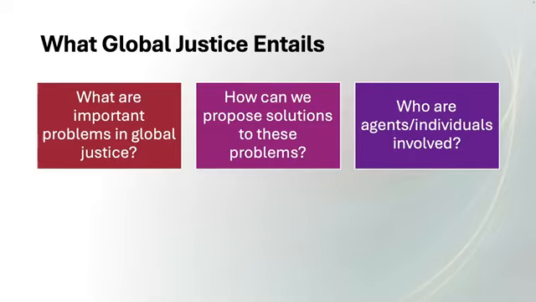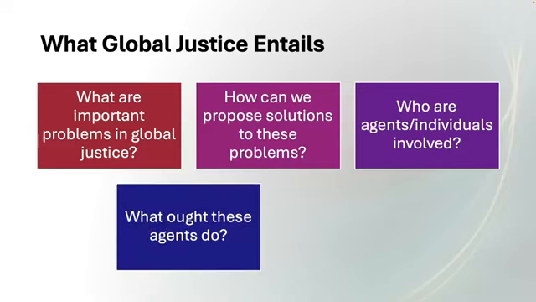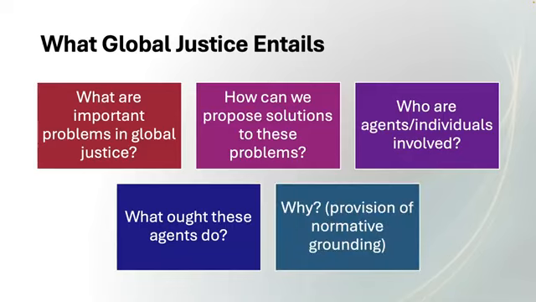And then we shift from the descriptive, looking at what the problem is, how we might solve these problems, and who we might have to engage to solve them. We then shift to the normative. What ought these agents do? What should be done in relation to tackling these global justice issues? And then finally, provide normative grounding. Why should we do this in this particular way? If we can answer these questions adequately, then we have a pretty good theory of global justice. And in answering the first question, what should count as an important problem of global justice?